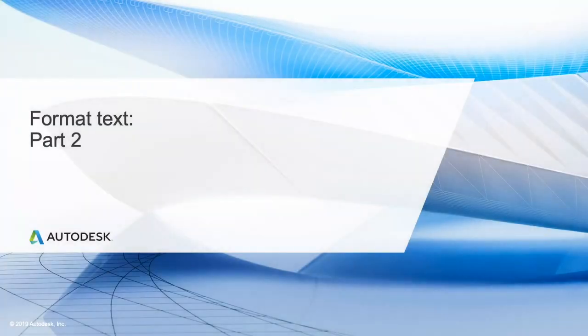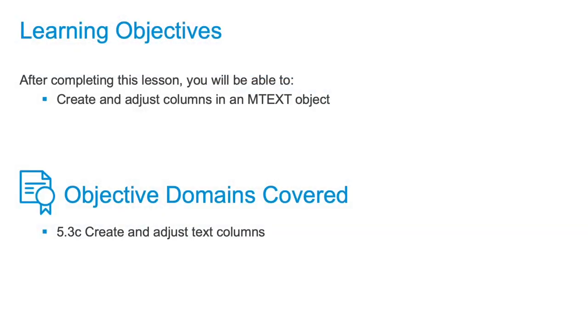Sometimes when you have a lot of text, it's helpful to use columns to organize your text. You can create and edit multiple columns in multi-line text using the in-place text editor column options and column grips. Editing columns using grips provides you the flexibility of seeing the changes as you make them.